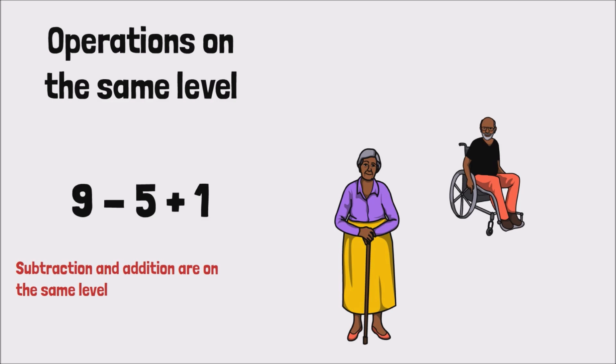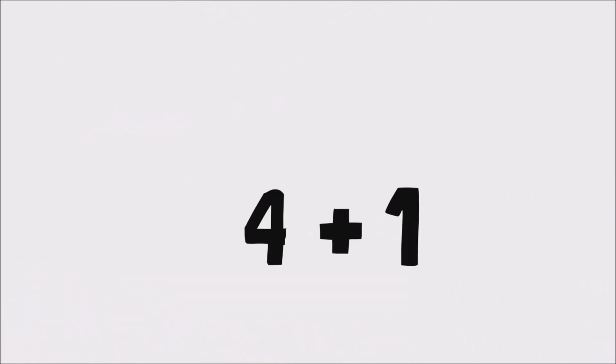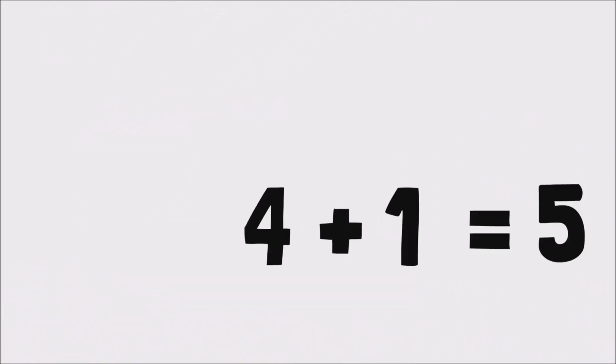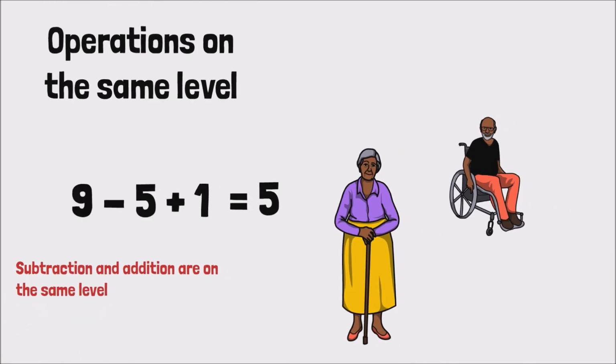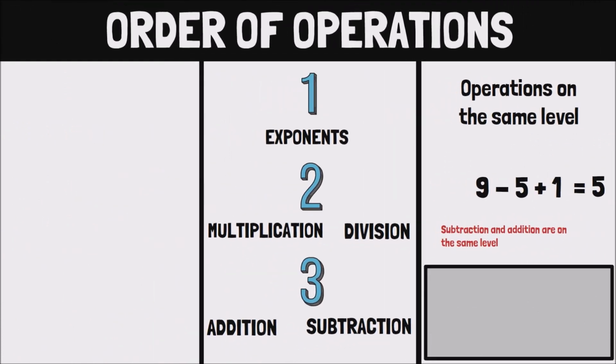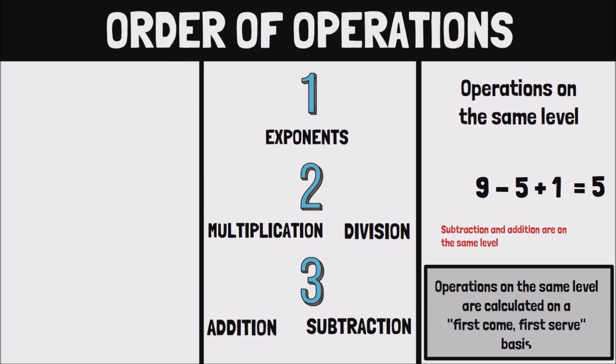Similarly, if two operations from the same level are in an expression, whichever comes first, starting from the left, would get calculated first. So in the example, we would subtract first to get 4 and then add the 1 to get 5. Knowing this rule ensures that everybody at the end of the day will end up with the same exact answer. So just remember that if the operations are on the same level, it's done on a first come, first serve basis.